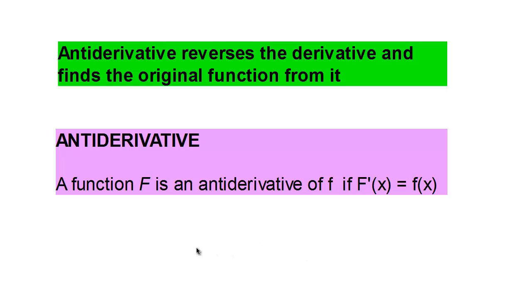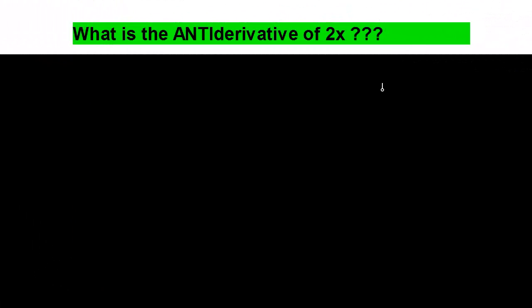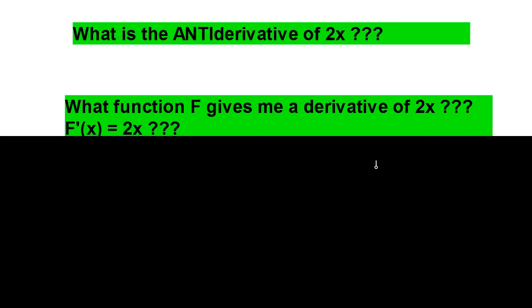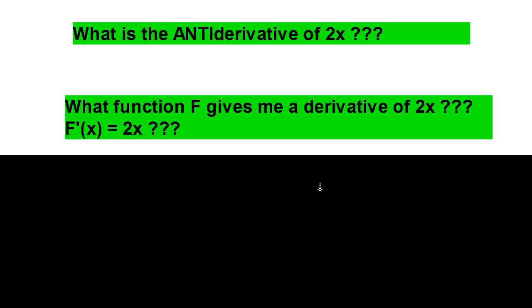A function, let's call it capital F, is an antiderivative of some other function little f if we took the derivative of that function F and we got that other function. So let's try this. What is the antiderivative of 2x? In other words, what function gives me a derivative of 2x? If we took the derivative of this function we're going to find, we should be able to get 2x.